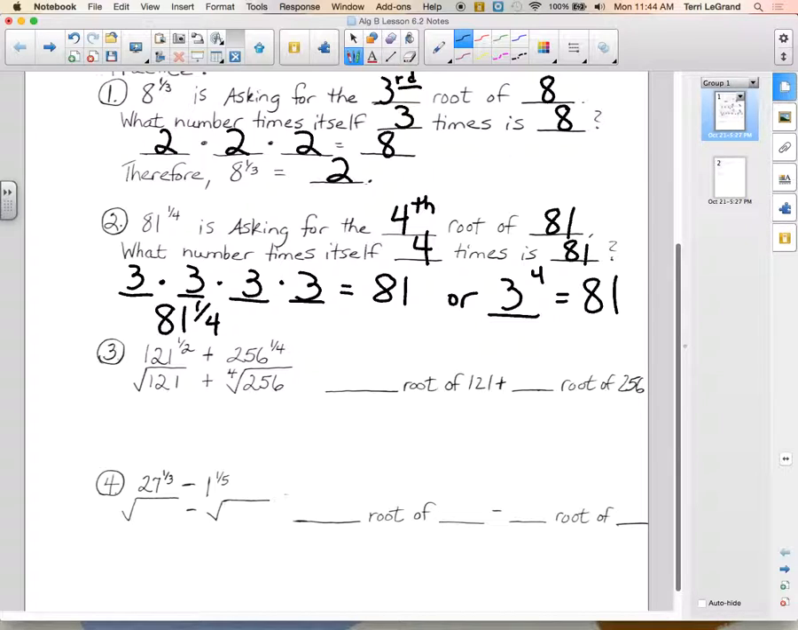81 raised, oops, that's a big 1/4. That doesn't even look like a power. I need to erase that. 81 raised to the 1/4 power equals 3. 81 to the 1/4 power is 3. If you put it into your calculator, it took 81, raised it to the 1/4 power, it should give you 3.